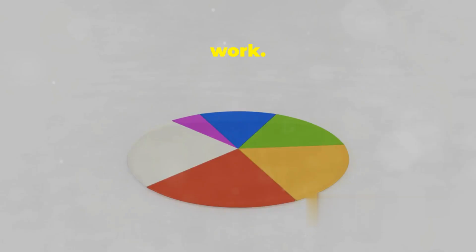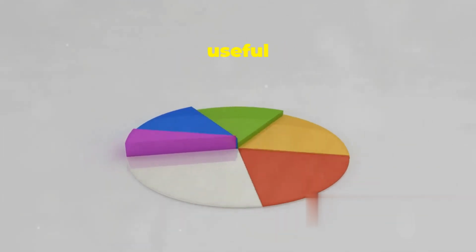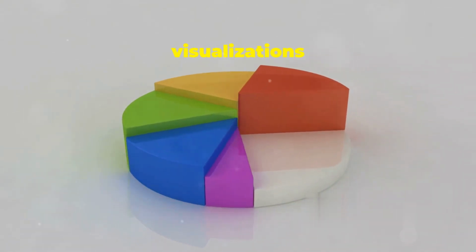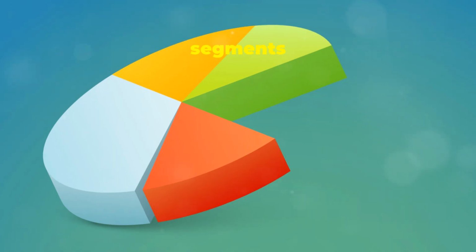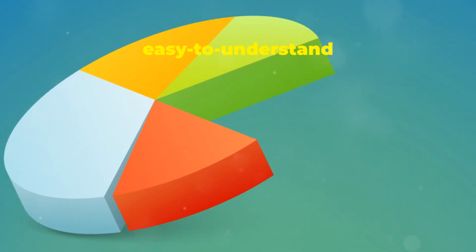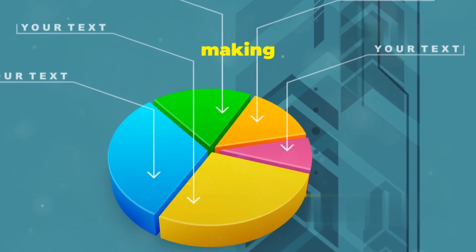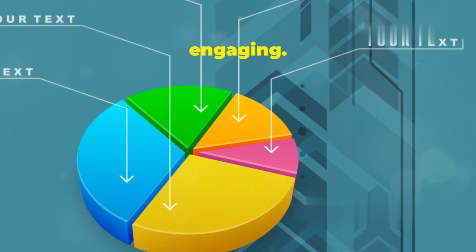Angular gradients are particularly useful for creating pie charts and data visualizations. They can represent different data segments in a visually appealing and easy-to-understand manner. The gradient can help differentiate between segments, making the data more accessible and engaging.